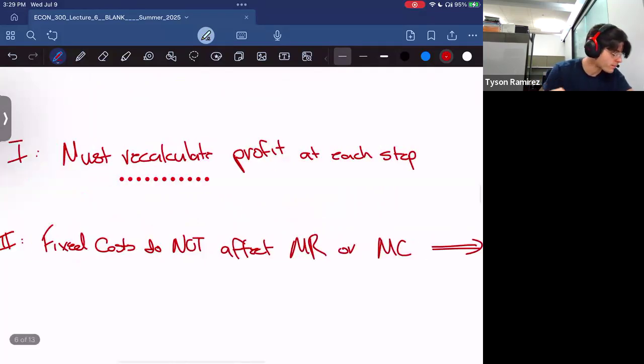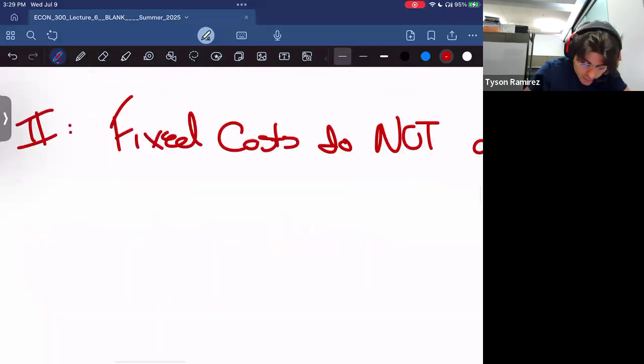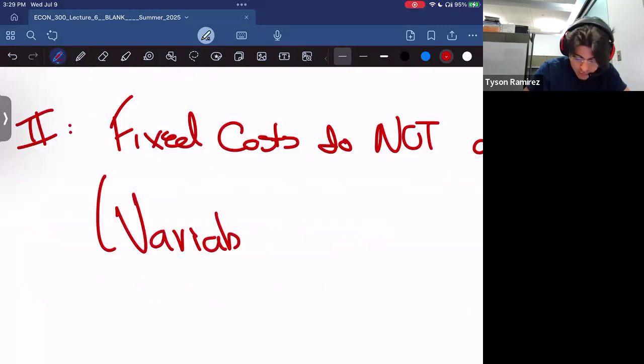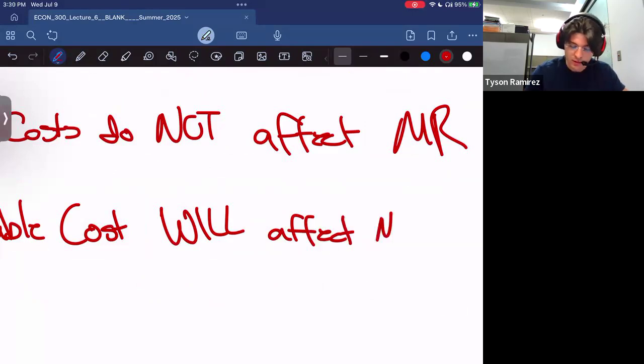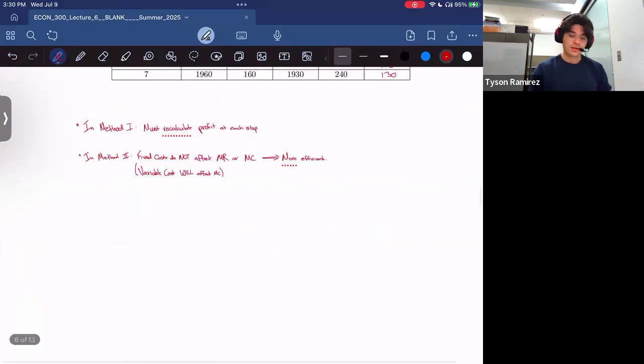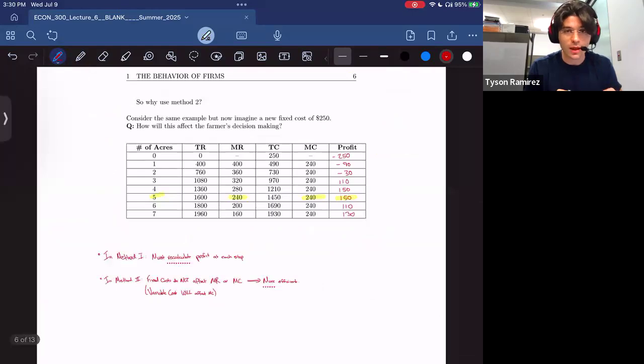And remember, changing a fixed cost does not affect your MC, but a variable cost will, right? Variable cost will affect MC. Great. So that's kind of a recap of what you should have learned in Principles of Micro. And if you didn't learn it in your last class, well, now you know it.